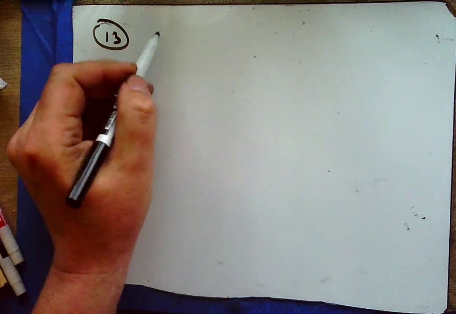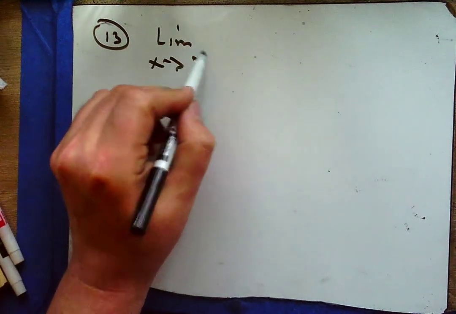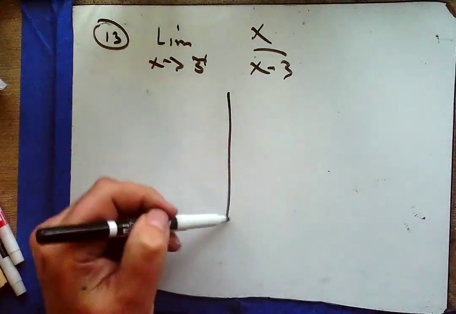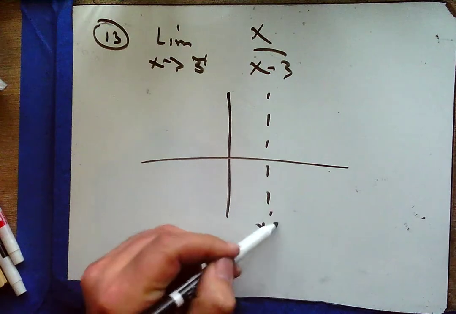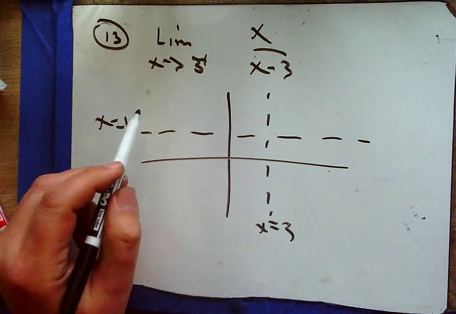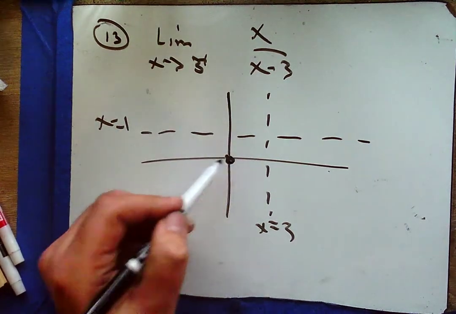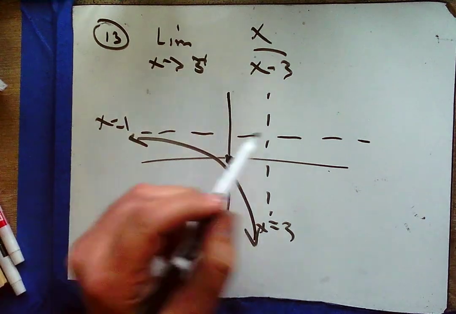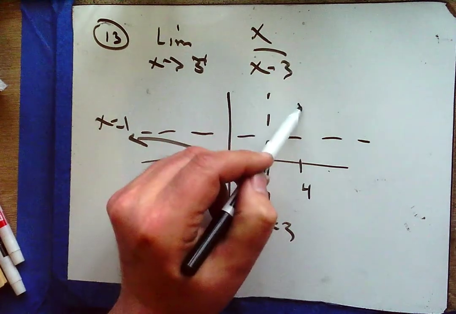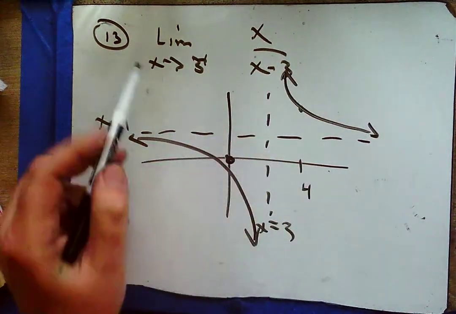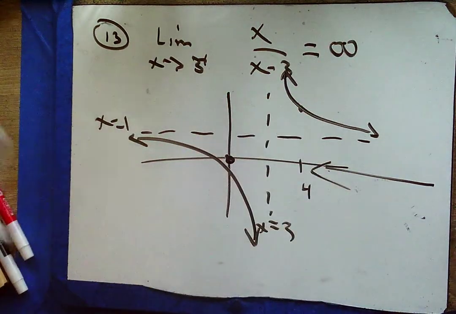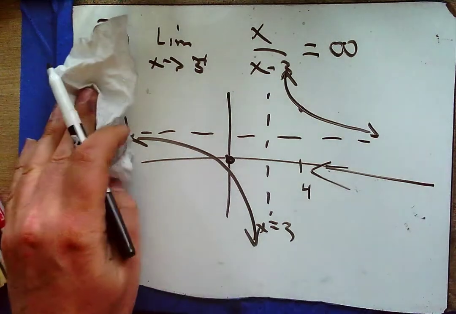13 says the limit as x approaches 3 from the positive side of x over x minus 3. Well, this does have a vertical asymptote at x equals 3. It has a horizontal asymptote at y equals 1. If I plug a 0 in, I get 0, so my graph looks like this. And if I test 4, 4 over 4 minus 3 is 1, so I'm up here. So the limit as x heads to 3 from the positive side is infinity. That was 13. How about 14?